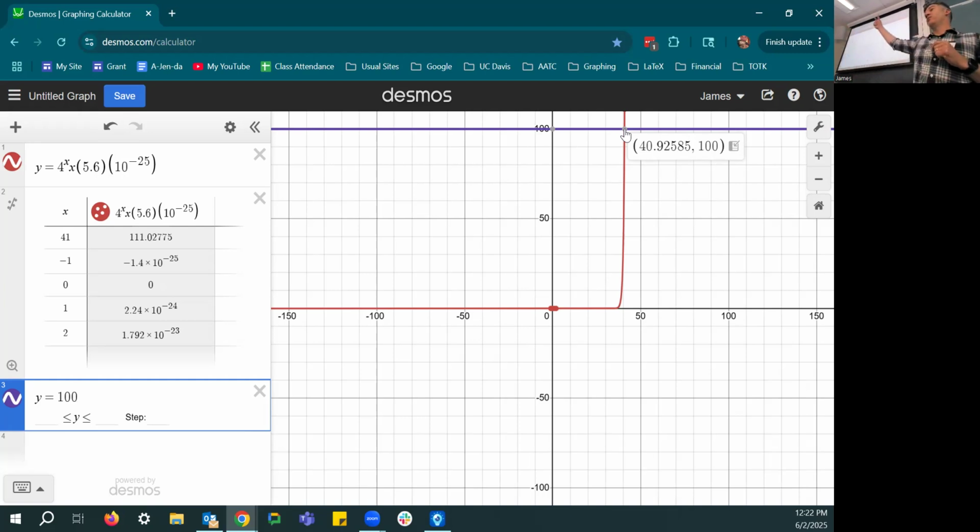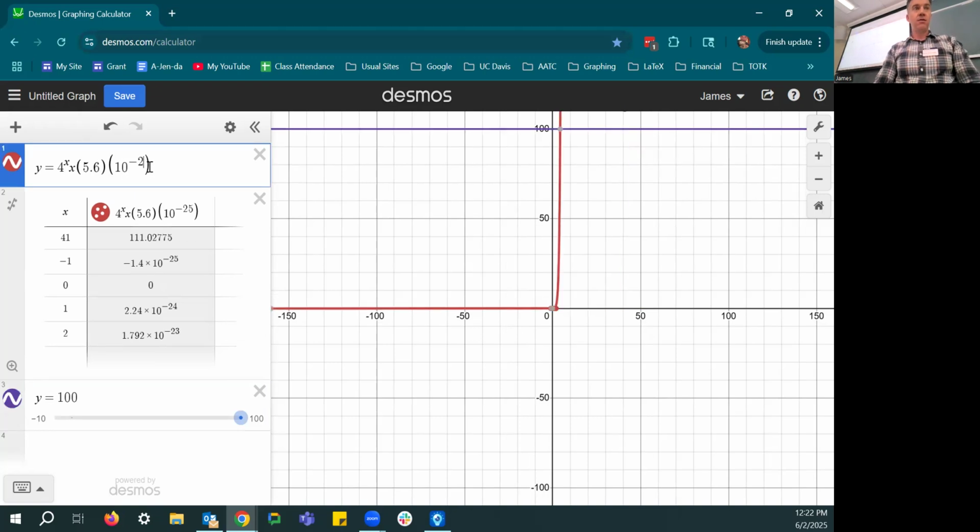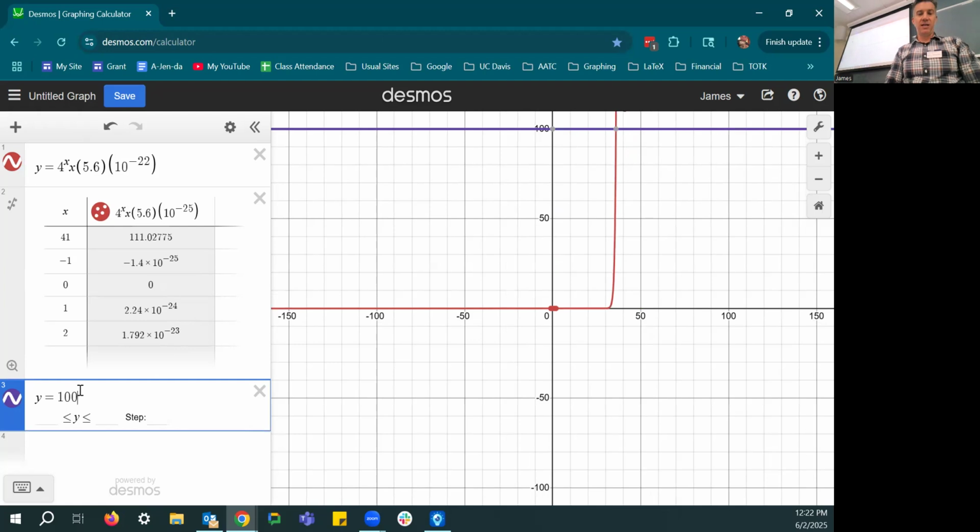Because the weight was given in grams and the question was given in kilograms, another way I could have done this, which is worse, is I could have left it as 10 to the negative 22nd, but then I'm trying to be larger than not 100 grams, but 100,000 grams, right? Because 100 kilograms is 100,000 grams. So then it's harder to zoom out to get to this.